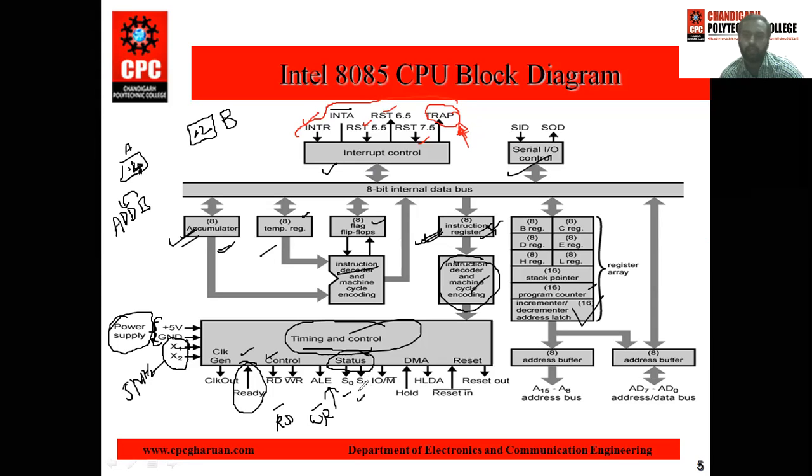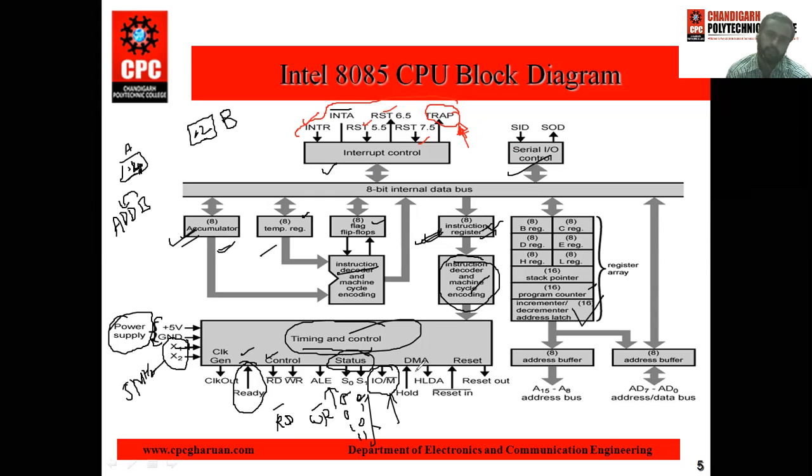Next is status. With the help of S0 and S1, we can identify which operation is performed at a particular time on the microprocessor. So there are four combinations: 0 0, 0 1, 1 0, and 1 1. In the next slide, we will discuss these combinations. Next is IO/M bar. If the value of this pin is 1, then the microprocessor performs the operation with input output devices. If the value of this pin is 0, in that case the microprocessor performs the function with memory.